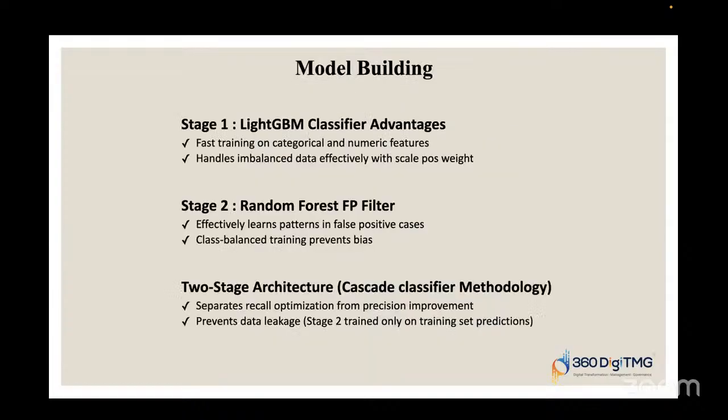Then what kind of model did we use? First we used the classifier, training on the categorical data and the numeric features. Then we handled the imbalanced data using class weights. Then we did the random forest, which effectively learns the patterns in the false positive cases. Sometimes we get false positives, so to minimize those false positive predictions, we have to balance the classes.